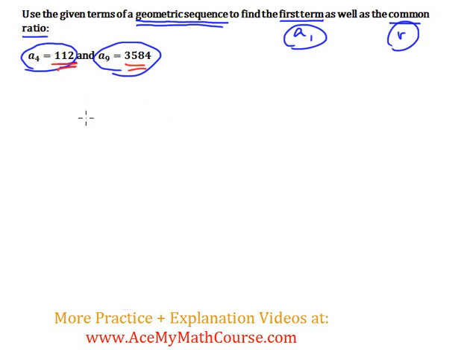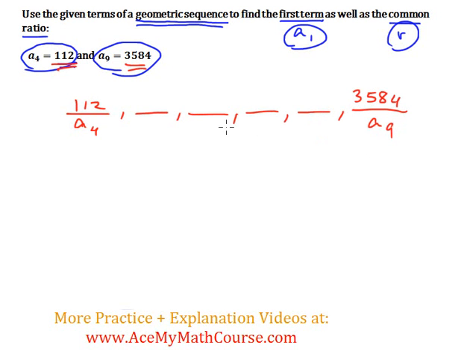So we know a4, right? So that's 112. Then we have a5, a6, a7, a8, and finally we have 3584, which is a9. So we're missing all this information here. We don't know what it is. And then we want to go the other way and eventually find a1, the first term. So how can we do that?